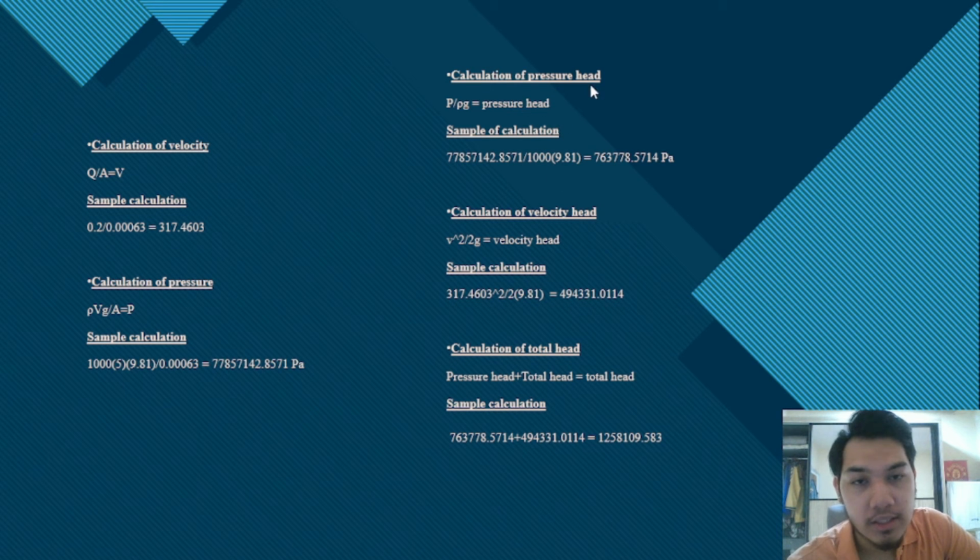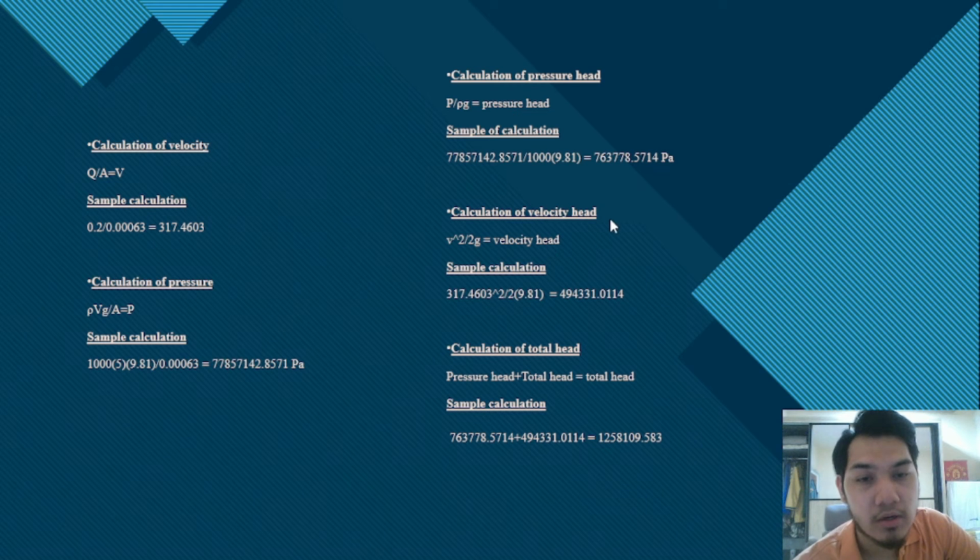Next, the calculation of pressure head. To calculate the pressure head, we use the formula of pressure head equals P divided by rho g, which is pressure divided by density of water times gravity, and this is the answer that we get for the pressure head.